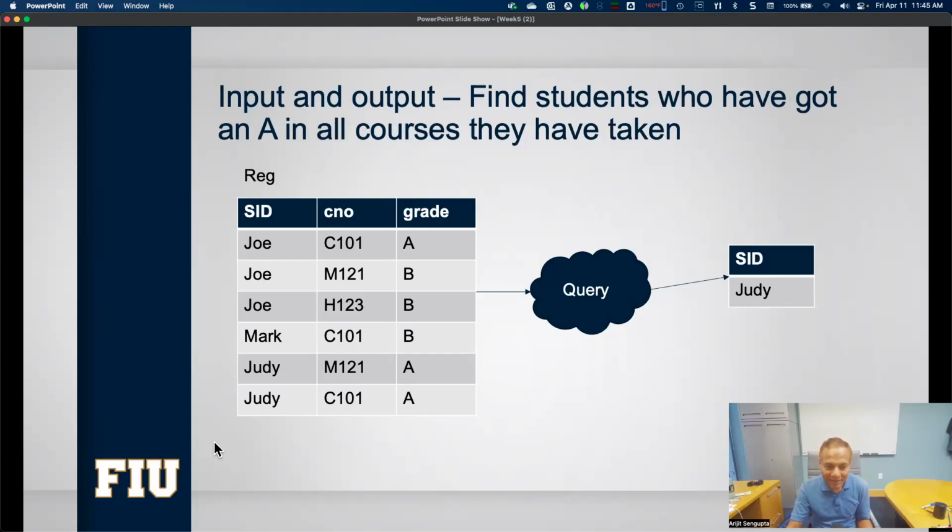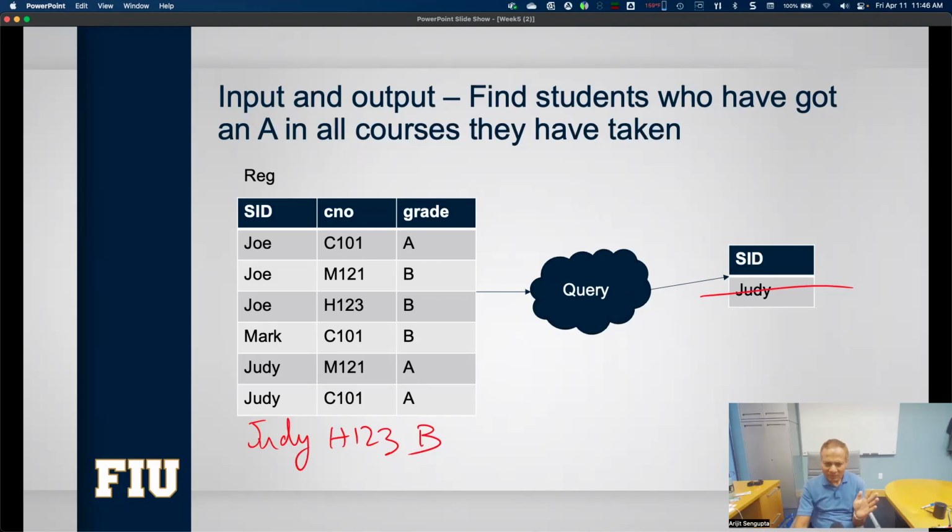Now, can you add something to this table and make Judy disappear? Yeah, right? So you can add Judy with some other course, and this time she gets a B, and now Judy will disappear from the output. Again, a non-monotonic query. So the question is, how do we solve these queries?